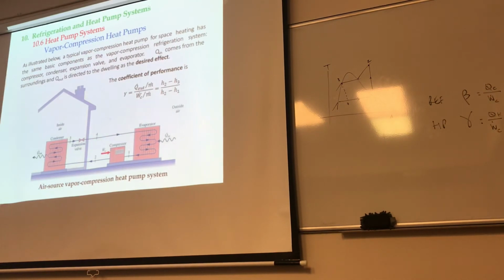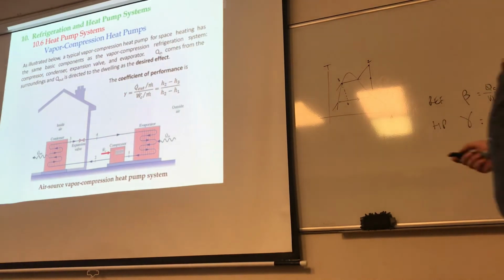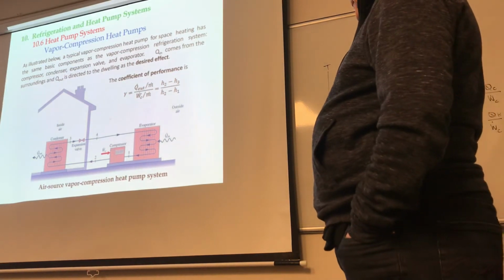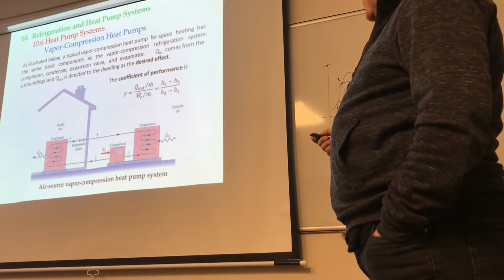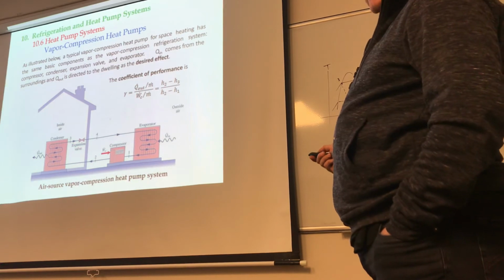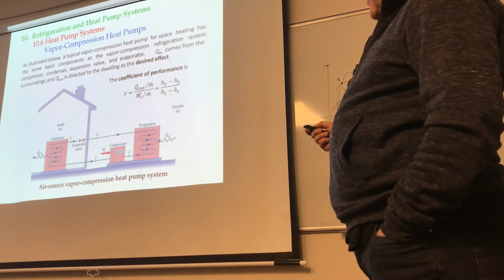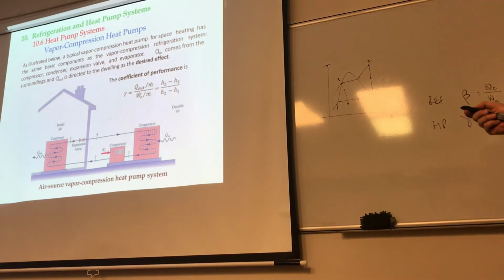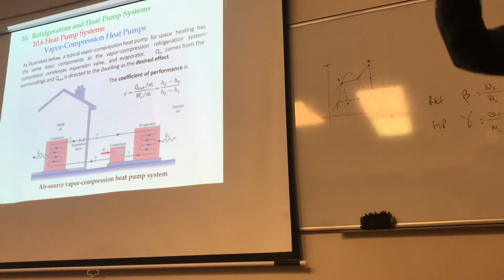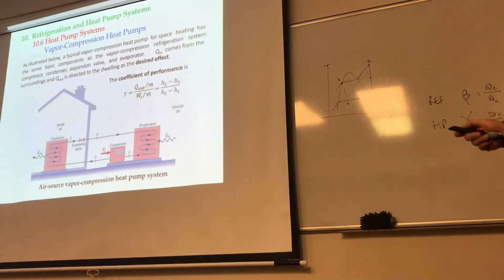You're probably all familiar with this thing in here. We've got the heat pumps that are in typical houses. You have the outside unit, the inside unit, right? As illustrated below, a vapor compression heat pump for space heating has the same components as the vapor compression refrigeration system, right? You still got the compressor, right? And you usually find these, the compressor and the evaporator, on the outside unit, kind of in the same spot. And then the expansion valve, and then the condenser on the inside.